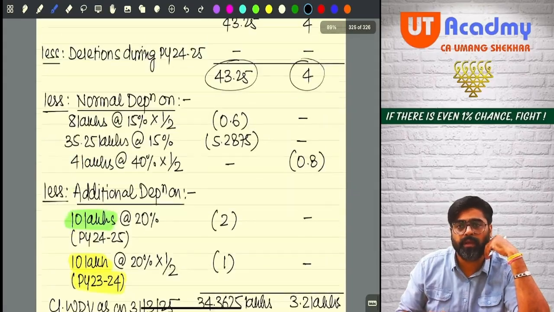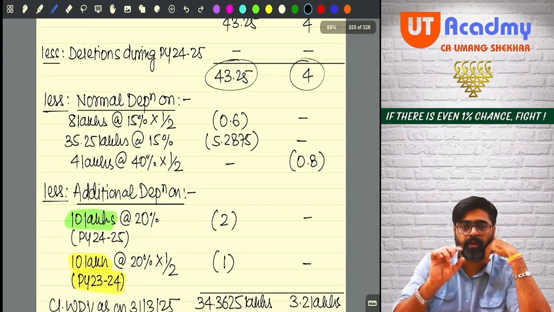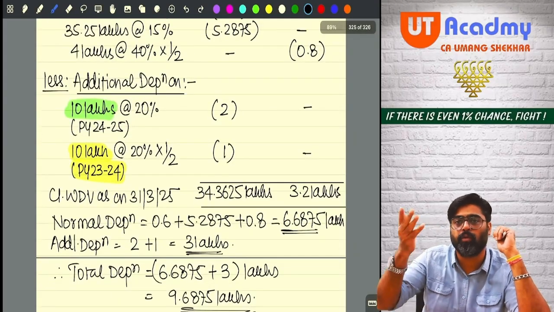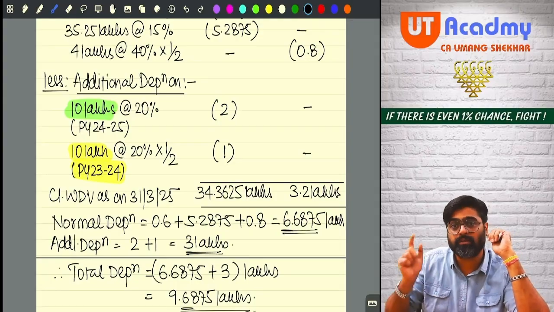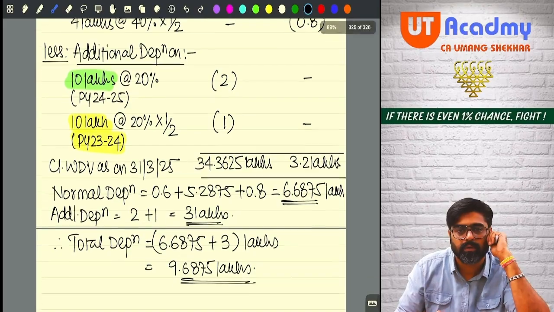How much was normal in this year? Normal was 0.6, 5.2875 plus 0.8. How much was additional which I am going to claim in this year? 2 plus 1, 3. And how much is the total depreciation? Normal plus additional is my total. That's it. Got it now?